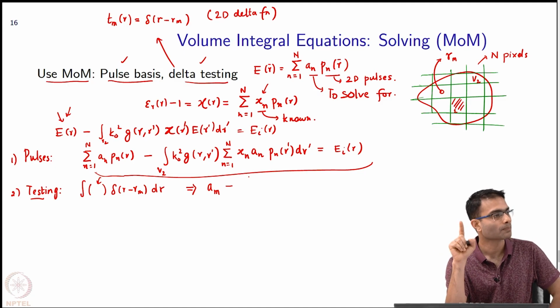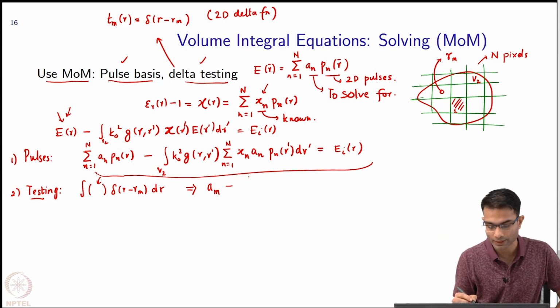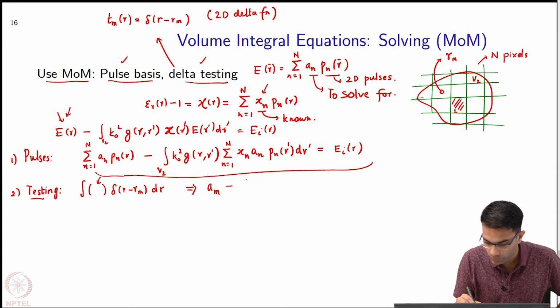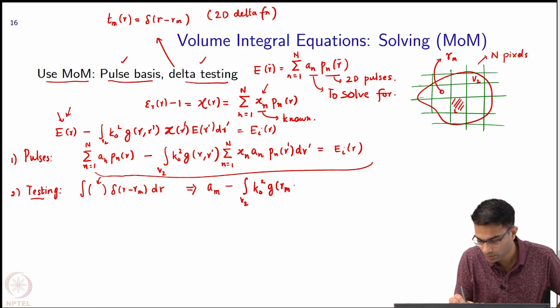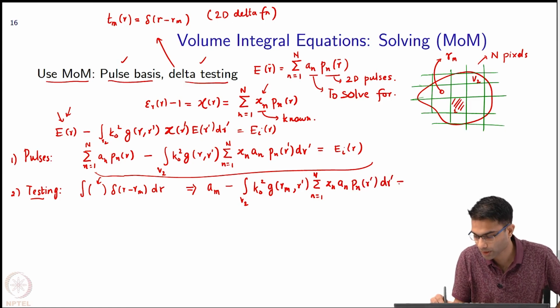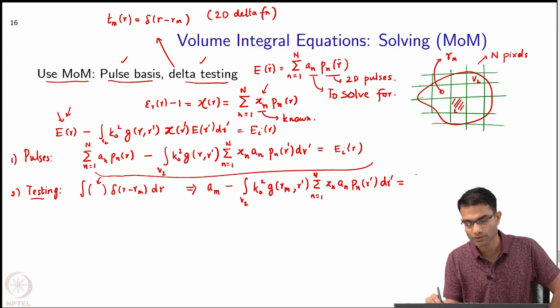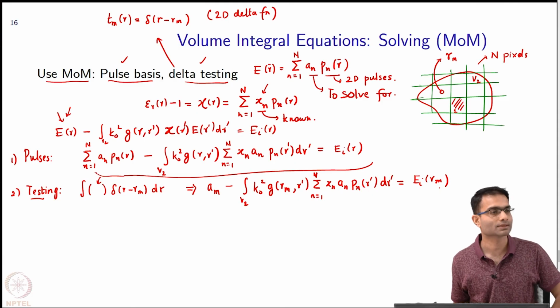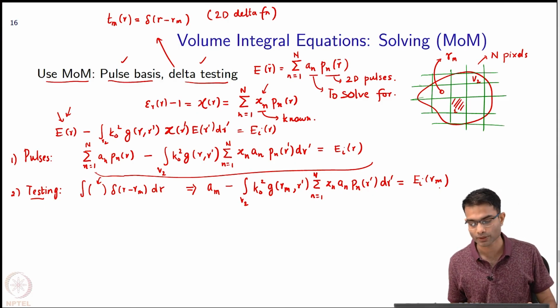So, what will happen to that g? G(r_m, r'), exactly. And the integral and the summation, will they go away? No. So, I will get V2 k naught squared G(r_m, r') summation n is equal to 1 to N, x_n a_n p_n(r') dr'. What happens to the right hand side? It is also involved in the testing. E^i of r_m. Excellent. So, this is what pulse basis and delta testing has done to our equation.